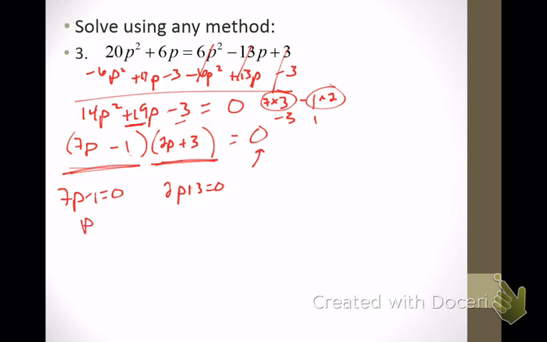You add 1, divide by 7, and that happens here when p is 1/7. Subtract 3, divide by 2. This happens here when p is negative 3/2. So my two solutions are 1/7 and negative 3/2. Okay? But we could use the factoring method here.